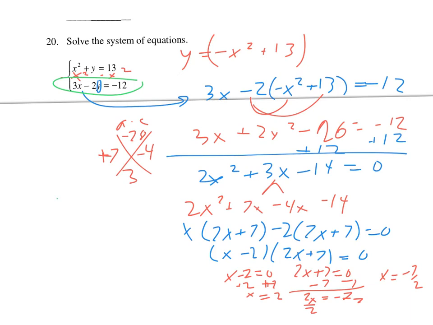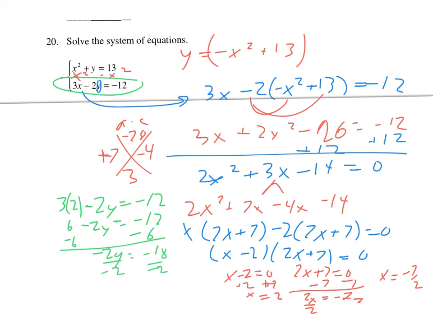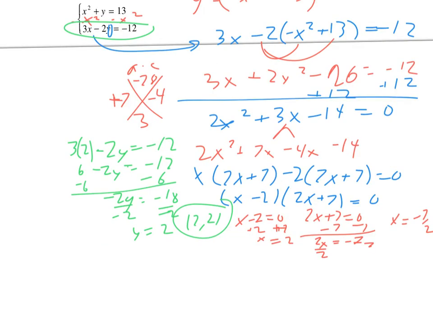So instead of x, I'm going to put 3 times 2 minus 2y equals negative 12. And so 6 minus 2y equals negative 12. I'll subtract the 6. Negative 2y equals negative 18. Divide by negative 2. And y equals 9. So when I plug in a 2, I get back out a 2. And now I need to plug in the negative 7 over 2, but I'm going to need some more space for that. All right, so we'll do 3 times negative 7 over 2 minus 2y equals negative 12.